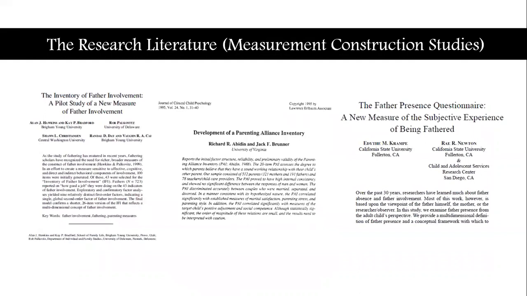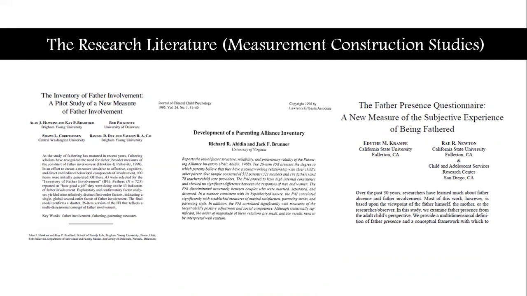And then finally, we have the research literature. As I mentioned, measurement construction studies. So these are several studies of measurement tools that I have utilized in my own work, okay? And so we have the inventory of father involvement, which is a measure of the involvement of fathers in the lives of their children. We also have the development of a parenting alliance inventory. So this particular measure measures the extent to which parents have a positive alliance in terms of caring for their children or parenting their children in a way that is harmonious.